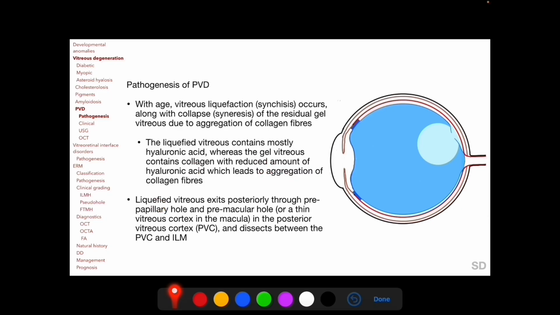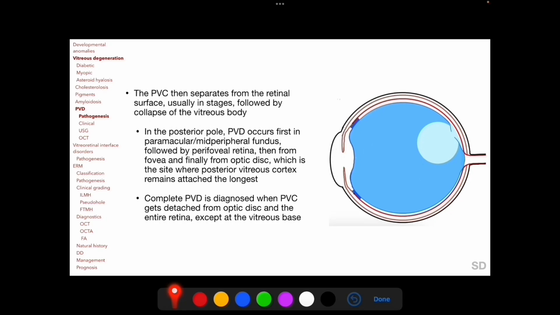Liquefied vitreous exits posteriorly into the retrocortical or preretinal space, either through the prepapillary hole or through the premacular vitreous cortex, where there is a hole or a thin vitreous cortex, and this liquefied vitreous then dissects between the posterior vitreous cortex and the inner limiting membrane. The posterior vitreous cortex then separates from the retinal surface, usually in stages, followed by collapse of the vitreous body.